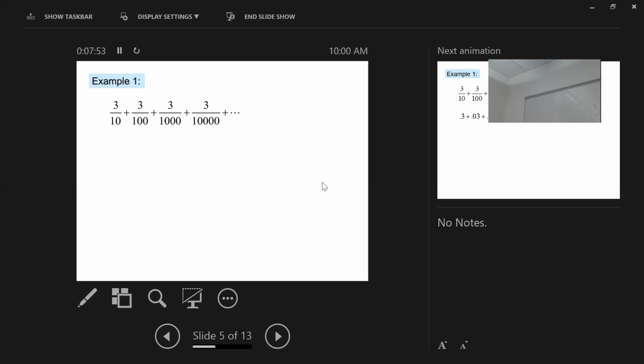So I count the number of places that repeat. 1 place repeats. So I multiply this by 10 to the first. Subtract: 9K equals, everything to the right of the decimal point adds a 0. So K equals 1/3. Yeah, you knew that, right? And we showed you that that's why 0.9 repeating equals 1.